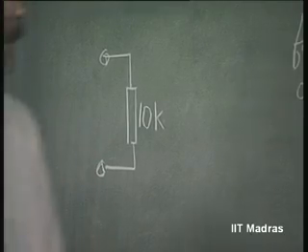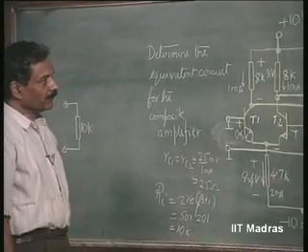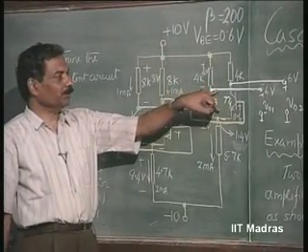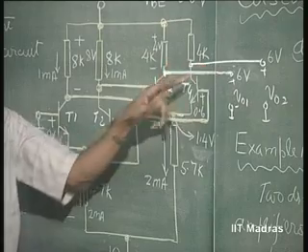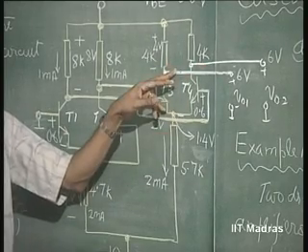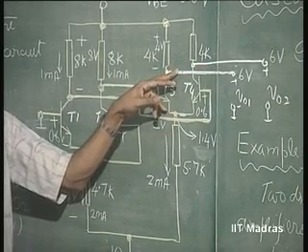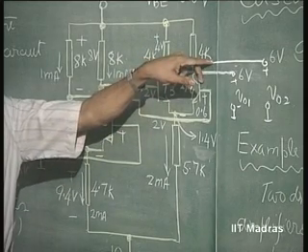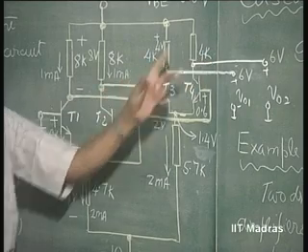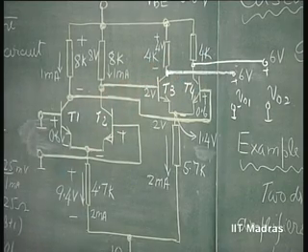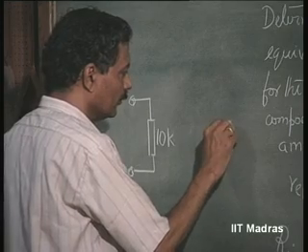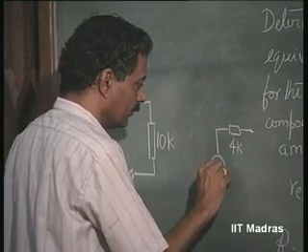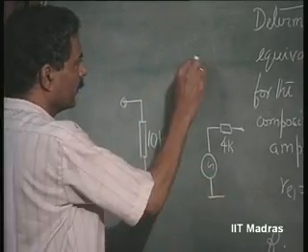Now, as far as the output is concerned, output is going to be from this point to ground or across this. If it is from this point to ground, output impedance is going to be 4 K. If it is between these 2 points, output impedance is going to be 8 K. So, let us consider the single ended output. For that, output impedance is going to be 4 K. This is single ended output.